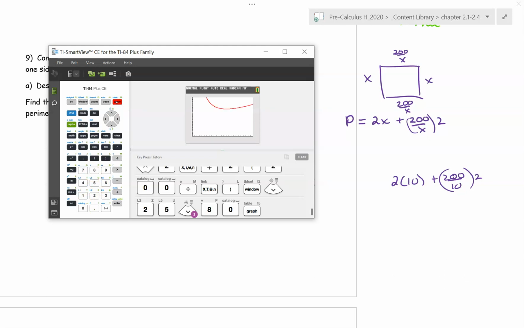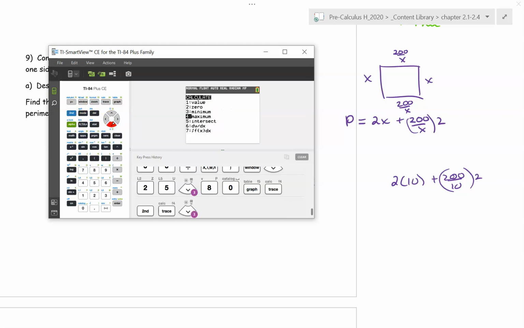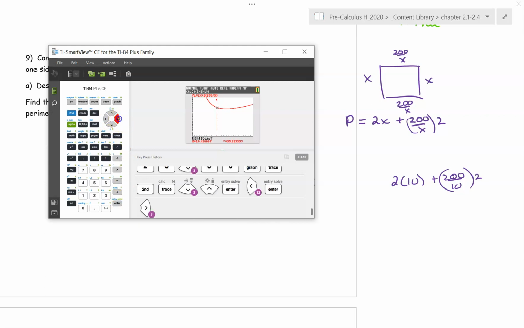Wow, okay, so we need to find the minimum perimeter, so the smallest Y value. We'll go to calculate, minimum, and we'll choose an X value to the left of that minimum Y value and hit enter, and then choose a point to the right. Make sure you capture that minimum Y value, because your calculator will return the smallest Y value of the choices that you give it.